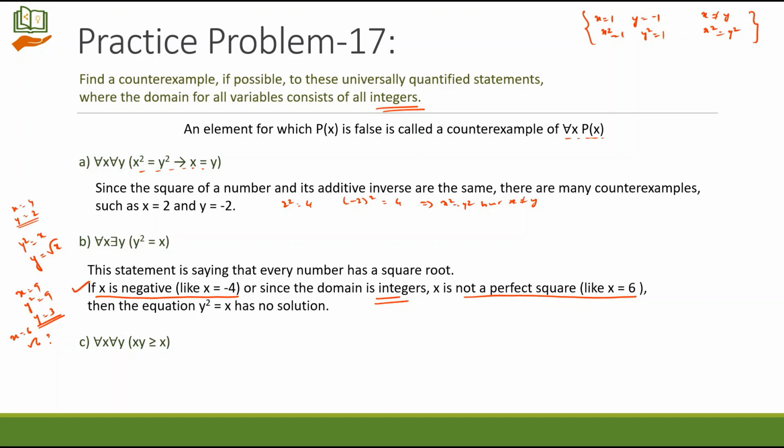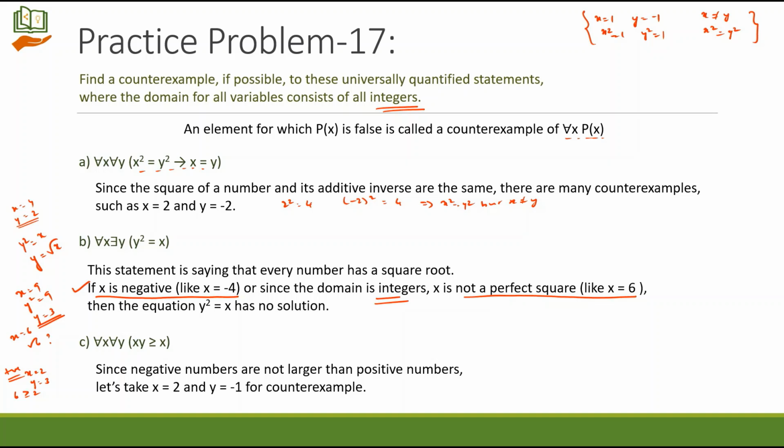What about C? For all x and for all y, x into y is greater than or equal to x. So let's take x is equal to 2 and y is equal to 3. 2 into 3 will be 6. 6 is greater than or equal to 2 is fine. This is fine with positive numbers. What about negative numbers? Since negative numbers are not larger than positive numbers, they have given one example. X is equal to 2 and y is equal to minus 1. X into y will be giving minus 2. Is minus 2 greater than or equal to 2? No. So this can be taken as a counterexample.